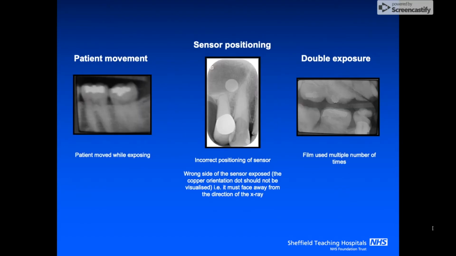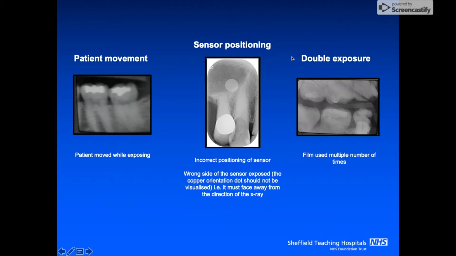You can have patient movement, so if the patient has moved whilst exposing. You can have the incorrect sensor positioning. So there's two sides to the image receptor. One is to be X-rayed on, whereas the other usually has a copper dot so that the image receptor can be located. Within this image here, the image receptor was placed the incorrect way. This copper dot should be facing away from the X-ray beam, not towards it.